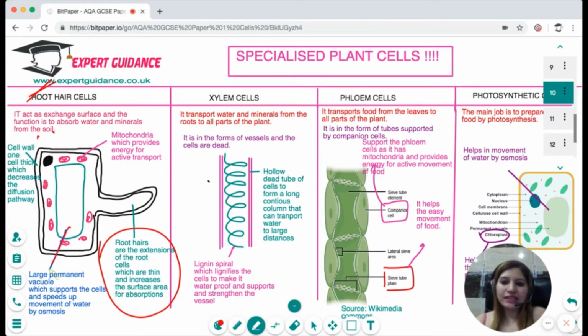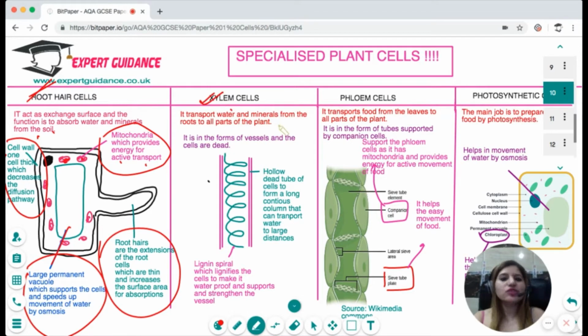Then it has a large permanent vacuole which supports the cell and speeds the movement of water by osmosis. At times, it's not just diffusion through which the water and minerals move. Active transport also happens. So for that, there are mitochondria inside the root hair cell, which provide the energy for active transport. It has a cell wall, and it is just one cell thick so that substances can easily diffuse and the diffusion pathway is reduced. On the other hand, there's the xylem cell. What is the function of the xylem cell?